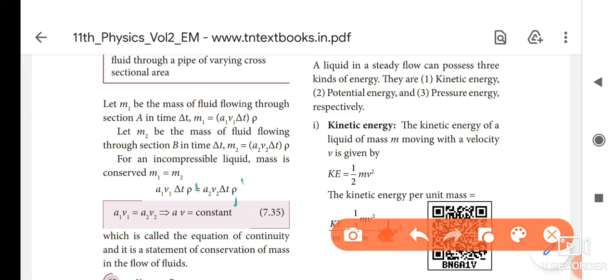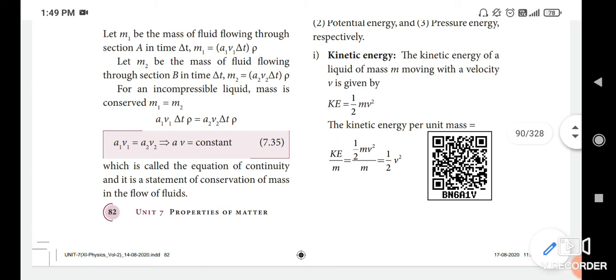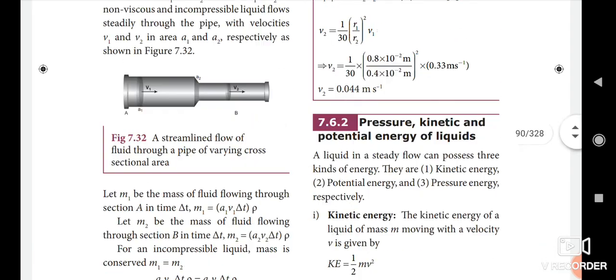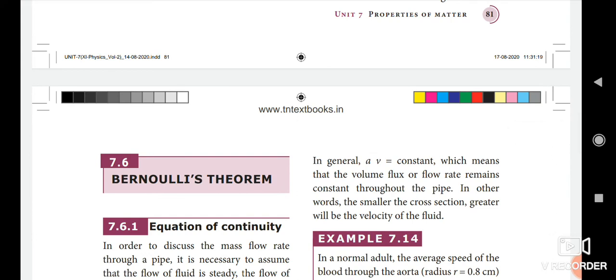Then finally we get A1 V1 equal to A2 V2 equal to AV, which is a constant term. This is called the equation of continuity, and it is a statement of conservation of mass in the flow of liquid. In general, AV being constant means that the volume flux or the flow rate remains constant throughout the pipe.